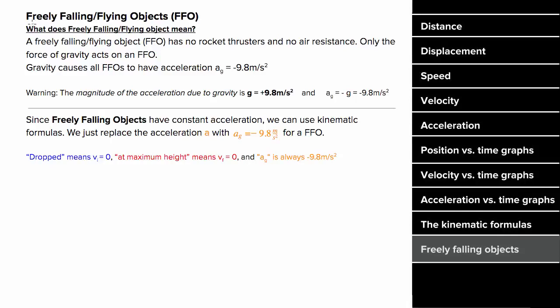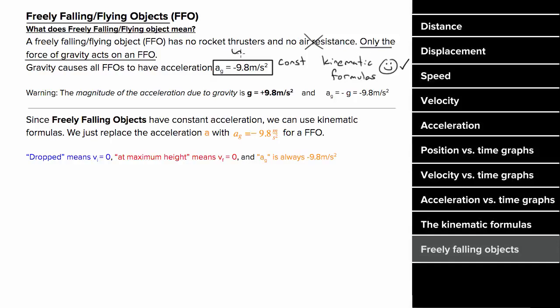A freely falling or flying object is any object that has been dropped or thrown through the air that only has the force of gravity acting upon it. This means we'll typically ignore air resistance on these objects unless otherwise stated. We care about these objects because the acceleration in the vertical direction for all freely falling and flying objects near the Earth will be negative 9.8 meters per second squared. And since this acceleration is going to be constant, we can use the kinematic formulas to describe the motion of freely flying or falling objects. We just have to plug negative 9.8 in for the vertical acceleration.